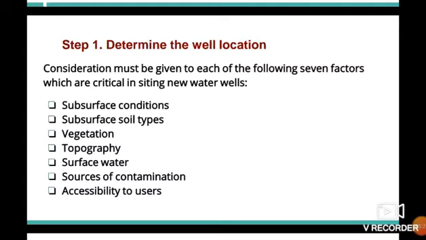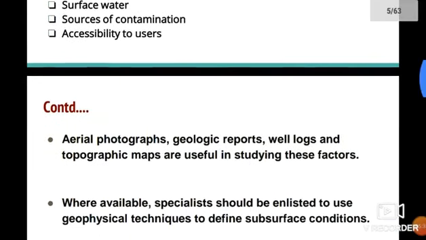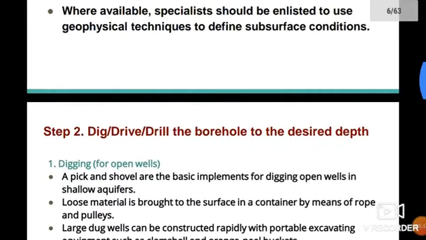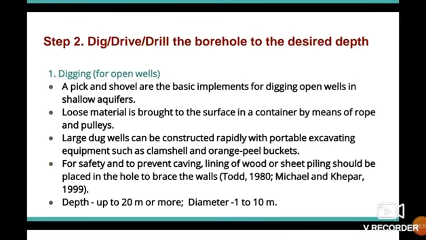We have to know whether the water is present, whether the types of vegetation are sufficient to give water to the ground, and after that we can find a proper location for the well. For finding all these factors, we need some data: aerial photographs, geological reports, well logs, etc. All these things have to be collected, and then we can select the location of the well.